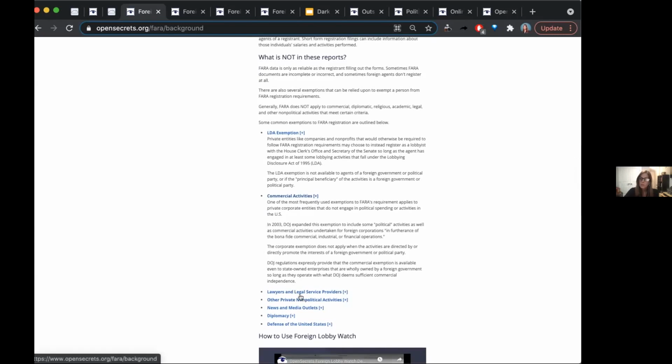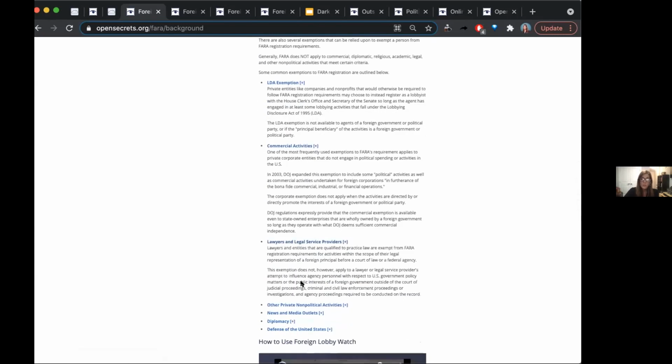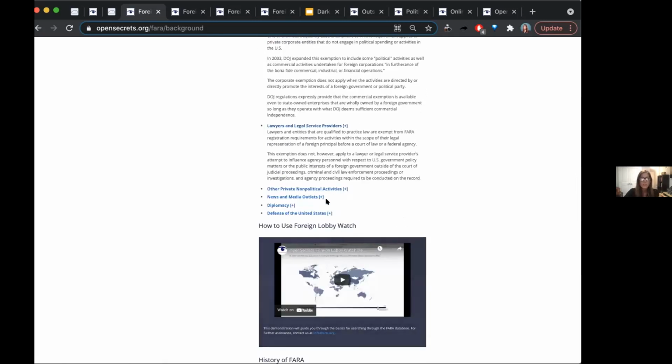Lawyers and legal service providers, you will see a lot of lawyers in the FARA filings since many of them do operate as lobbyists or as foreign agents, but when they are solely providing legal services, that is not something that's legally required to be disclosed. And then there's a variety of other exemptions that are on here as well as that are not listed.